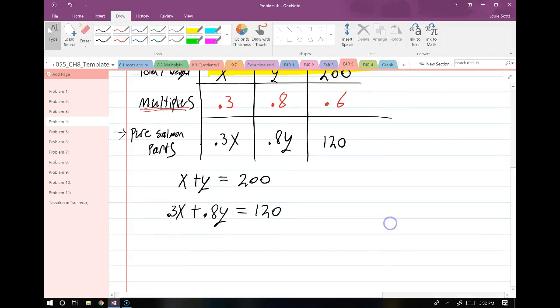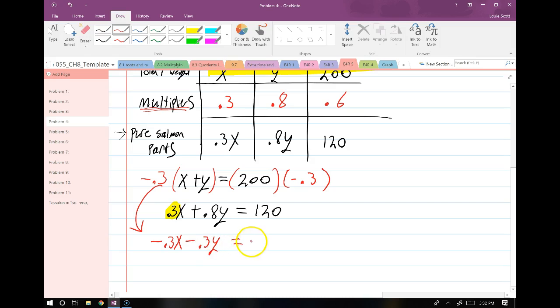So since this is a classic mixture problem and we have decimals, I usually like to use elimination. I'm going to go ahead and use the x's for elimination. So I'm just going to need to create the additive opposite of this 0.3. So I multiply my other equation up top by a negative 0.3. So when I write my results, I end up with negative 0.3x, just like I wanted, negative 0.3y, and then negative 60.